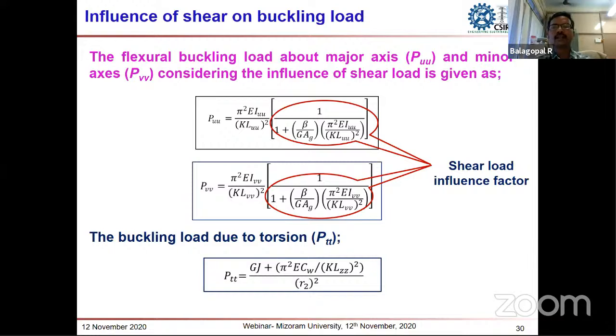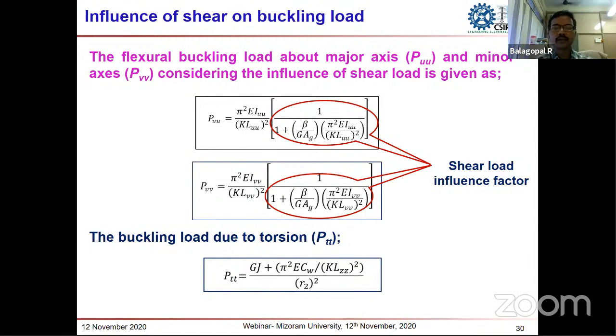And here is the theoretical formulation of how to take into account the shear force on the buckling. This is the formula to compute the influence of shear on the buckling load. This is available in Theory of Elastic Stability by Bleich, and I have taken it from that. This is the flexural buckling load about the major and minor axis. Considering the influence of shear, we can compute it using this formula.